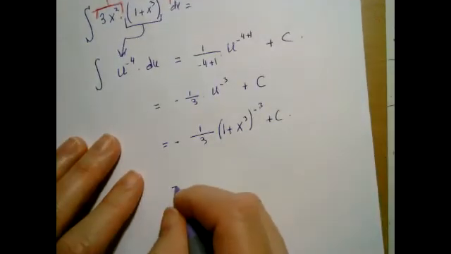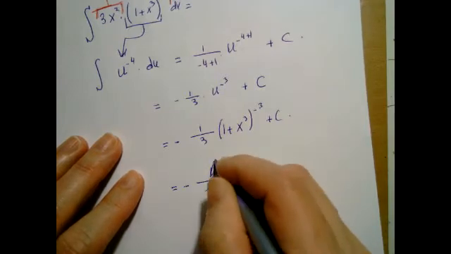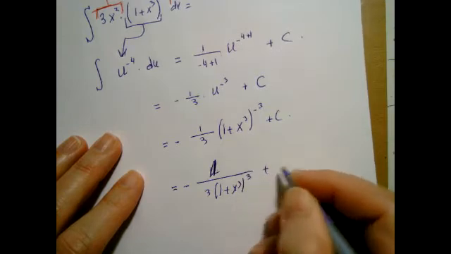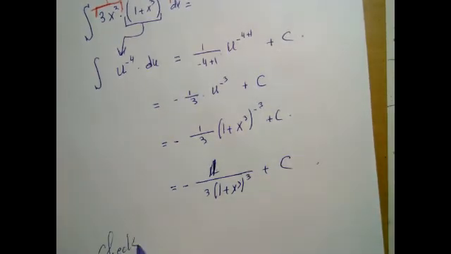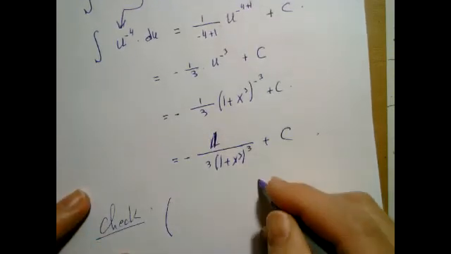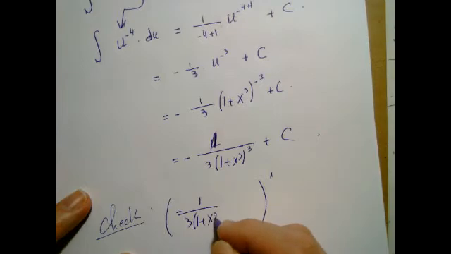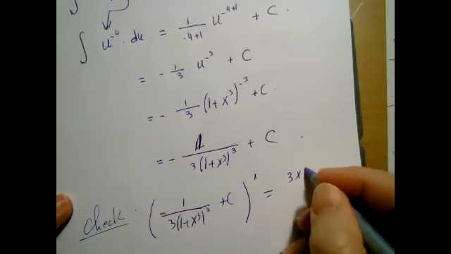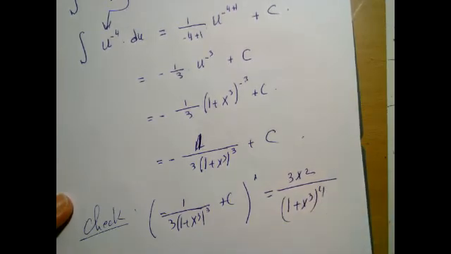Plus c, or minus 1 over 3 times 1 plus x cubed to the power 3 plus c. Now we can check, and you should be able to check. It means check that when you differentiate your answer, that's what you have to check. You actually get 3x squared over 1 plus x cubed to the power 4. Make sure you check that so you know that you're getting it correct.